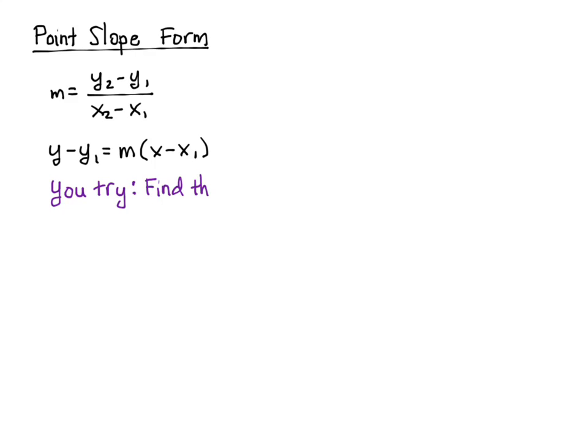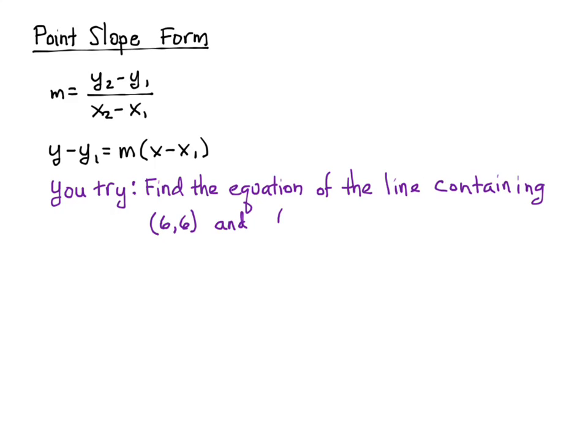But it does happen. Okay, so here's another example. It says you try, but I'm going to just walk you through it. You'll do the next one on your own. Okay, so I'm going to find the equation of the line containing (6, 6) and (negative 3, 0). All right, first step, calculate the slope.